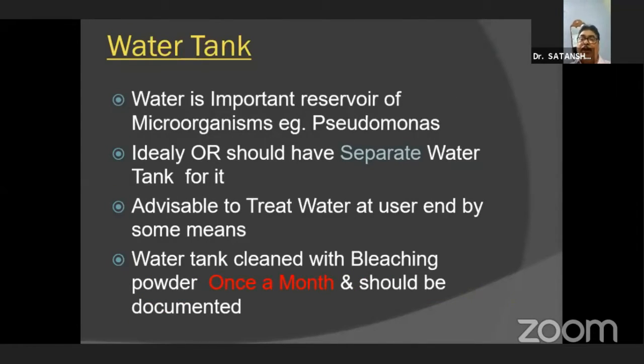The water tank is very important. We do not take care of the water tank from where the water is coming, but it is the most common contaminated part. We should clean the water tanks very frequently. We should have a separate water tank for our OT.